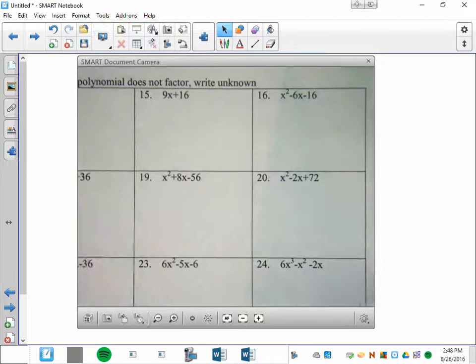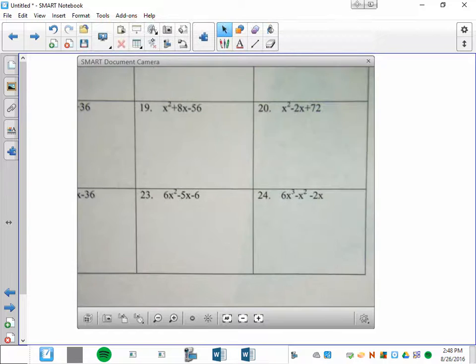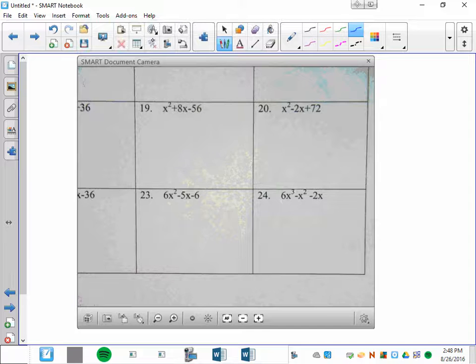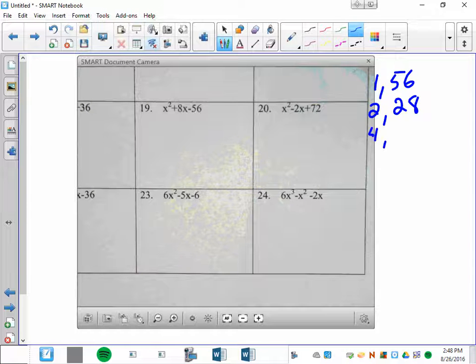So, number 19. Are there factors of negative 56 that add to be 8? It's kind of harder. Let's go through 1 and 56, 2 and 28. Does 3 go into 56? 5 and 6 make 11, so no. So 4 and 14, nope. 5 doesn't work. 6, does 6 go into 56? No. 7 and 8.